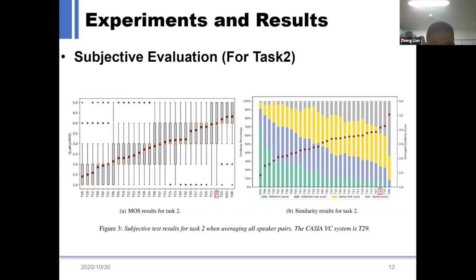Subjective test results on task 2 are shown in this figure. It shows that our system achieves a MOS of 3.99 for speech quality in task 2, compared with 3.80 for the baseline and 4.18 for the top system. And the right figure shows that our system achieved a similarity score of 69% in task 2, compared with 59% for the baseline system and 71% for the top system. Overall, the results of the Voice Conversion Challenge 2020 rank our system in second place.